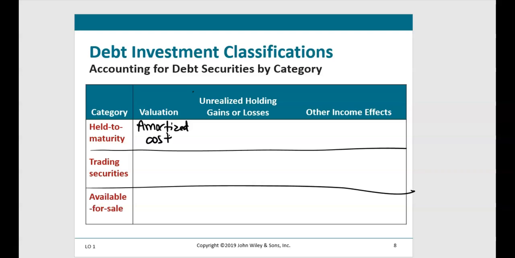How do we account for unrealized holding gains and losses on held to maturity securities? Well, first of all, let's define again unrealized holding gains and losses. These are the changes in fair value over the period of securities that have not been sold. If the valuation of held to maturity securities is amortized cost, then unrealized holding gains and losses, the changes in fair values, are ignored or not recognized.